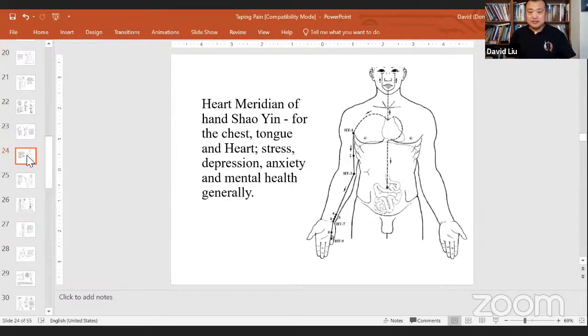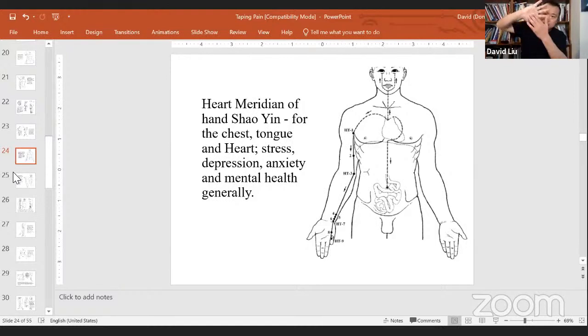The heart meridian. The heart meridian is the inner side and the front of the arm. So with tennis elbow or golf elbow, they may have pain along this meridian. This meridian also can calm the mind. I have been teaching lots of lectures during COVID. Lots of people have anxiety, depression, even panic. So we're using this meridian.